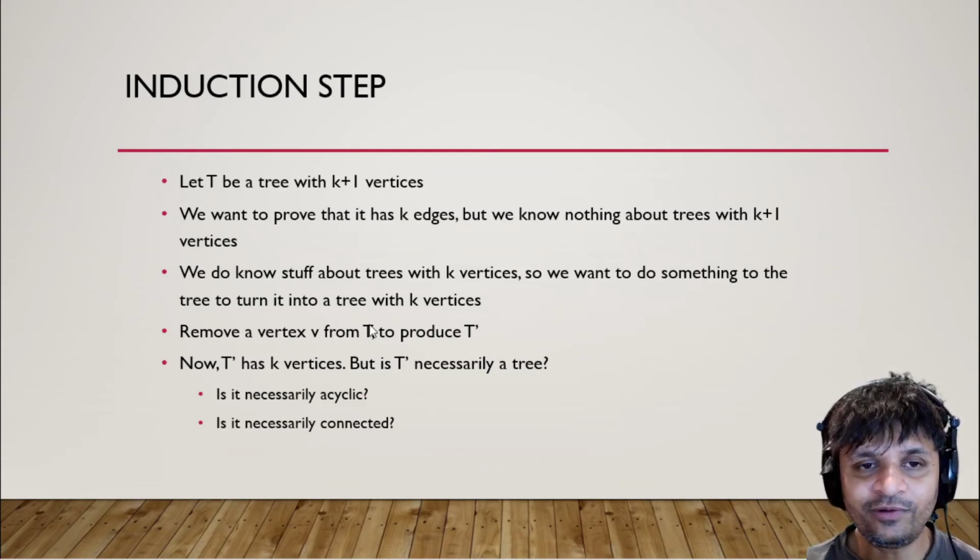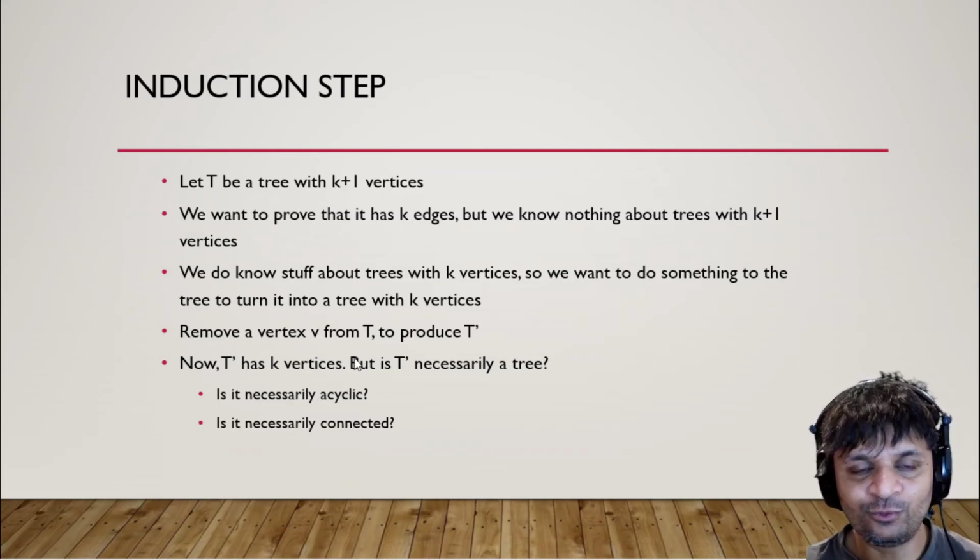Now, all we've done to T is we've taken a vertex and its edges out, and we've ended up with T prime. If we start off with something acyclic, and all we do is remove stuff, we can't introduce a cycle, right? There's no way to create a cycle by removing stuff. So T prime is necessarily acyclic. So that's cool. But is it necessarily connected? And the answer there is no.